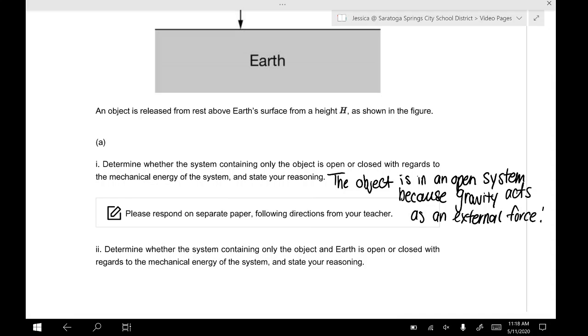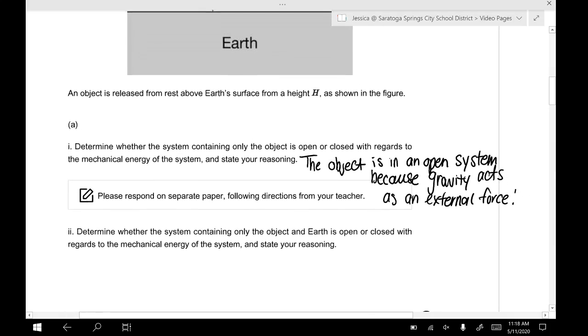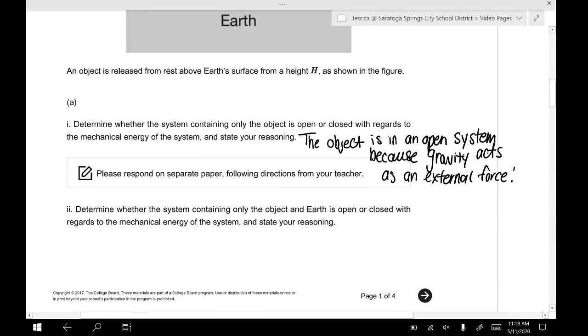So then, okay, I want to add in, because I just realized that it's saying with regards to the mechanical energy of the system. So I want to add in that statement within my explanation. So the object is in an open system because gravity acts as an external force, which means mechanical energy will change. So it's not conserved in an open system.